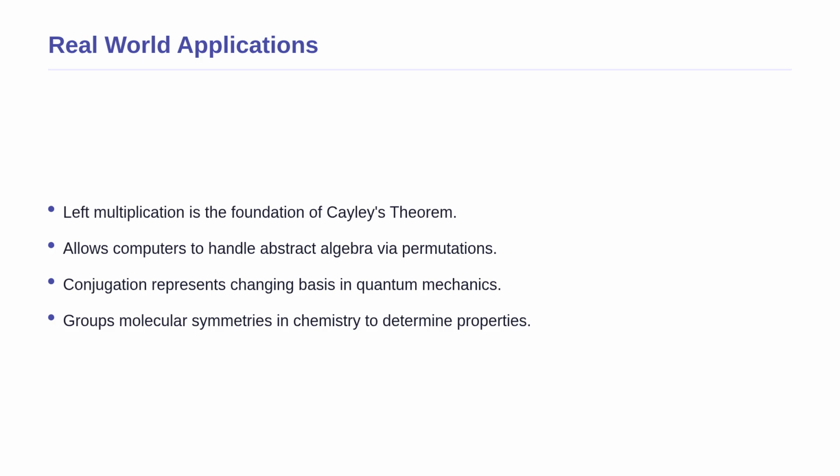Conjugation is essential in physics and chemistry. In quantum mechanics, changing your basis, which is like rotating your laboratory equipment, is represented mathematically by conjugation. In chemistry, conjugation helps group molecular symmetries into classes that determine vibrational properties and light interaction.